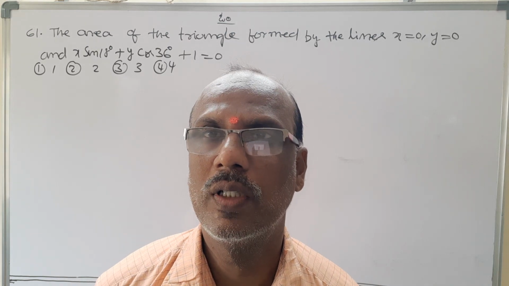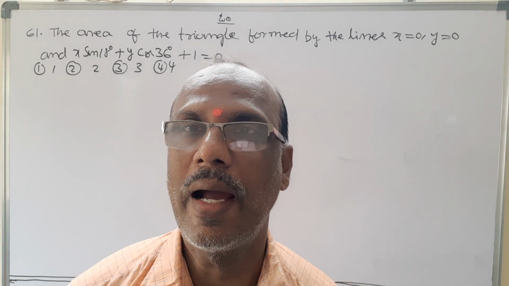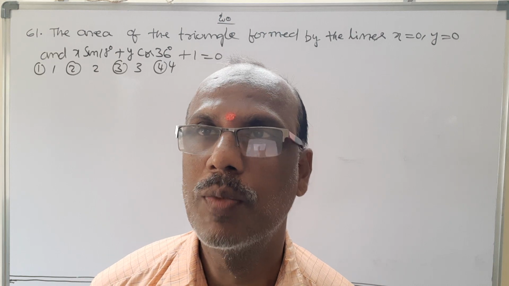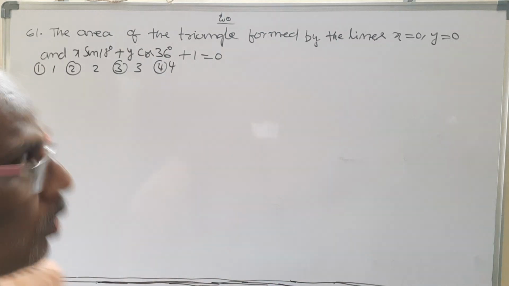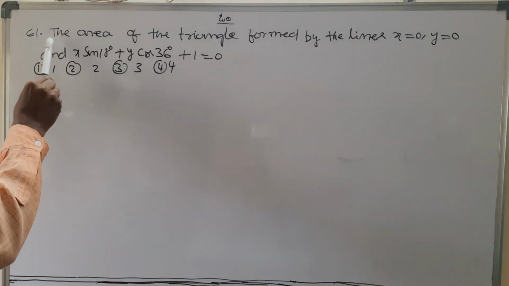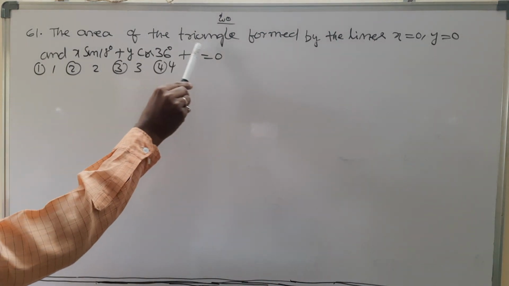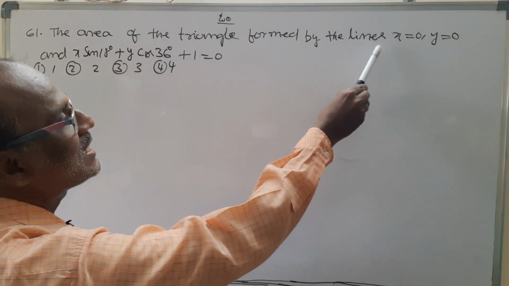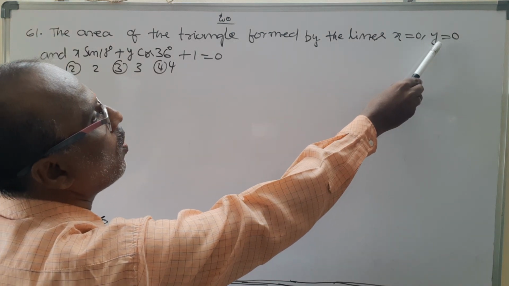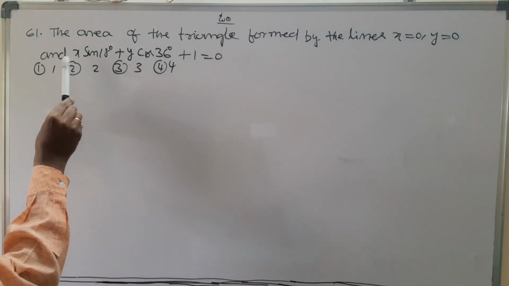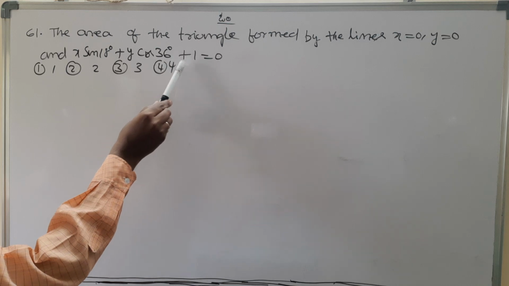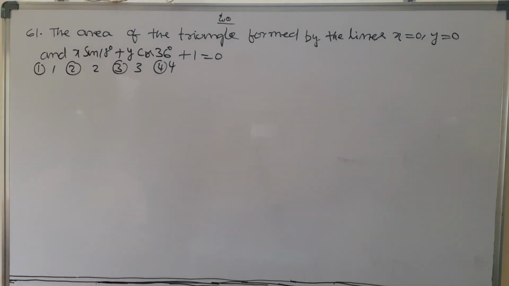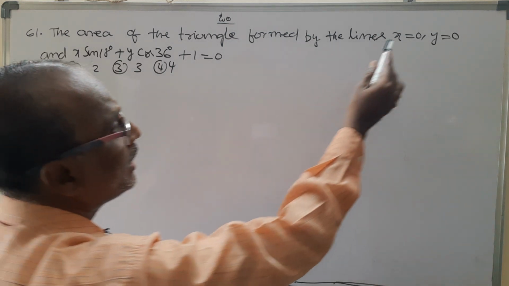In this video, we discuss straight lines, IIT JEE Mains, some objective type questions. Question number 61. The area of the triangle formed by the lines x equal to 0, y equal to 0 and x sine 18 degree plus y cos 36 degree plus 1 equal to 0. Here the four options are given. Here three equations are given.